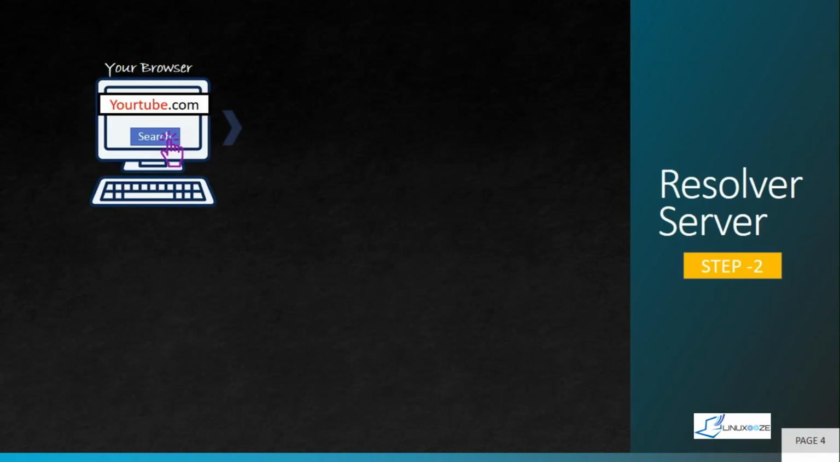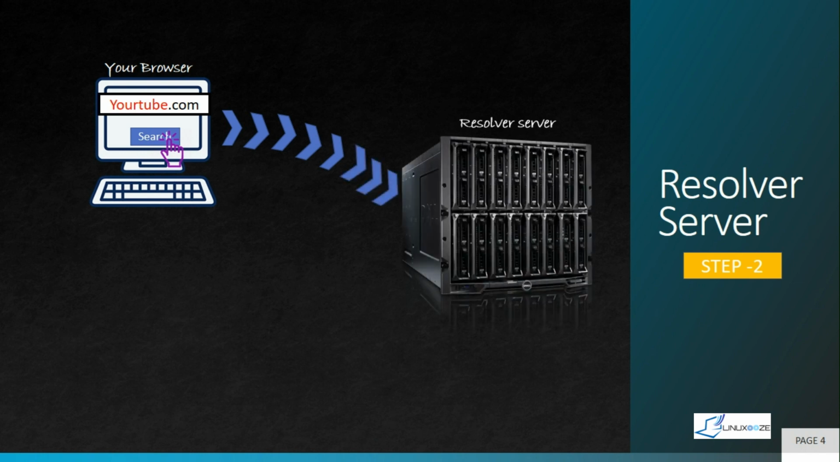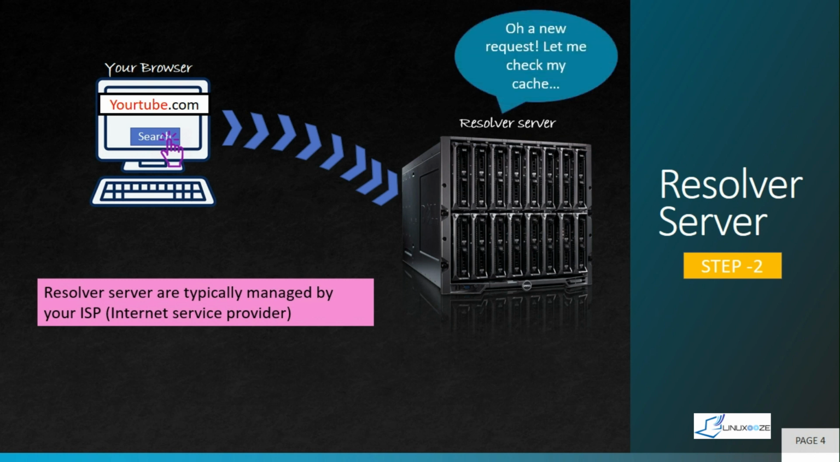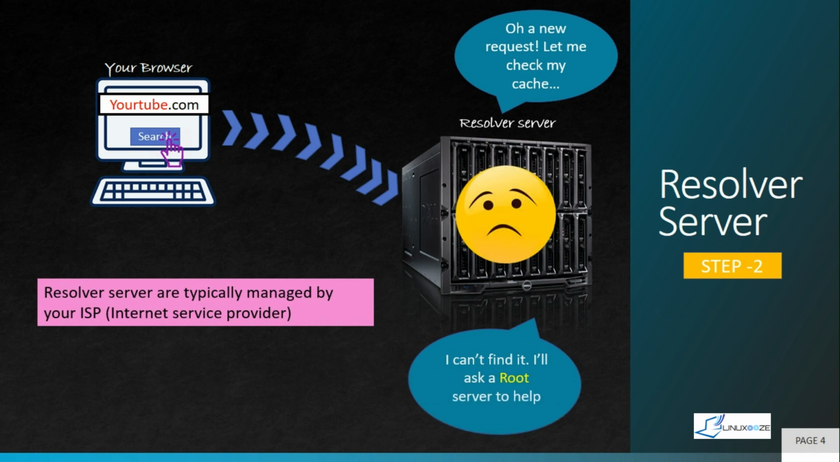Now the user's device sends a DNS query to a resolver server. These servers are usually provided by Internet Service Providers (ISPs) or third-party DNS providers like Google DNS. The resolver server also checks its cache for the IP address of the requested domain. Oh, a new request. Let me check my cache. If it has the IP address, it returns it to the user's device. If not: I can't find it. I'll ask a root server to help. It starts the process of DNS resolution.